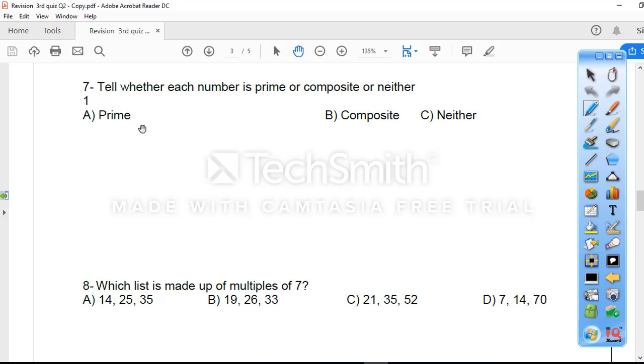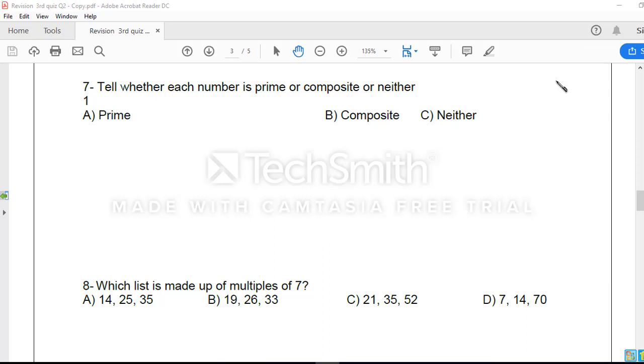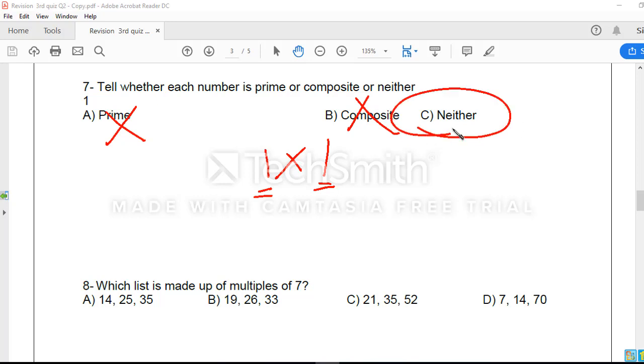Next question, question 7. In the same way, I need you to tell me, 1, is it prime or composite or neither? This one is a smarter question, because many students will say, teacher, 1 we can get by 1 multiplied by 1, so it has 2 factors. No, it has only 1 factor, because we will not repeat. So you cannot say it's a prime, you cannot say it's a composite. It's neither prime nor composite.